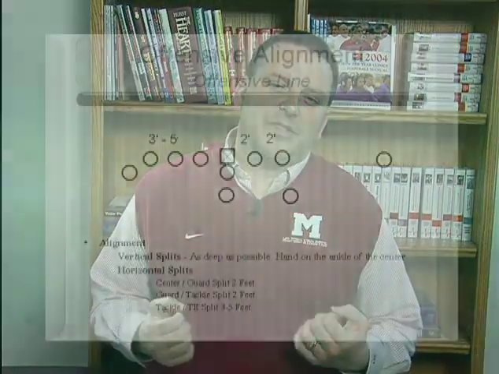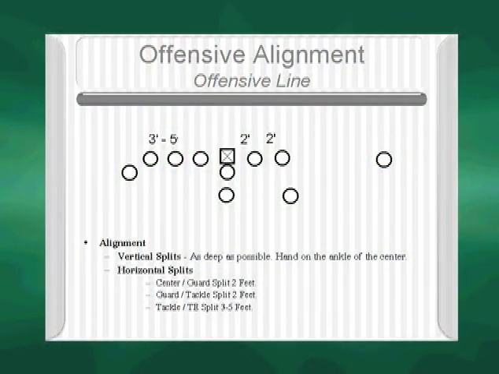We use a traditional wing T alignment in many of the things that we do. The first thing we want to talk about is our offensive line splits. We want to have our offensive line splits vertically as deep as possible. We tell our offensive line to take their down hand and place it on the heel of the center.